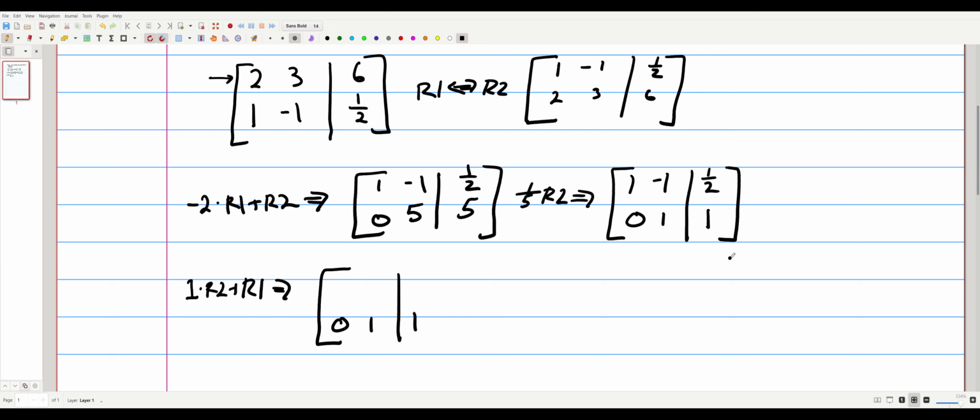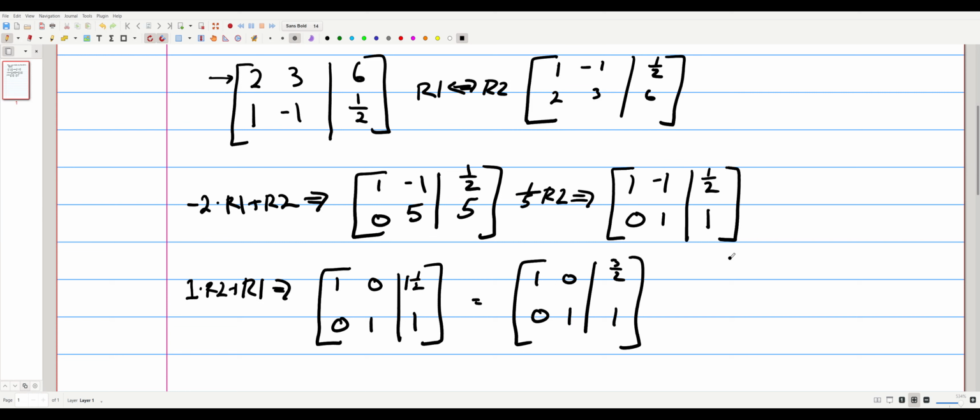And so now we do 1 times row 2. So 1 times 0 is 0, plus 1, well that's 1. And that should stay the same like we said. 1 times 1 here is 1, plus negative 1, that's going to give us a 0. And then 1 times 1 here, that's going to give us 1, plus the 1/2, that's going to give us 1 and 1/2. Or we could write that as 1, 0, 3 over 2, 0, 1, 1. And so now you'll notice that we have exactly what we were looking for. We have 1s on this main diagonal, and we have 0s everywhere else.